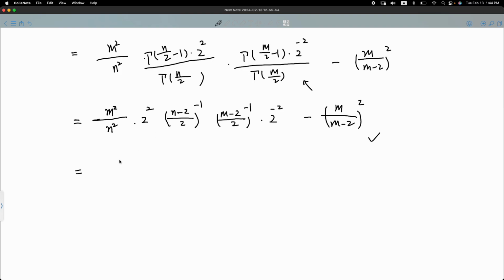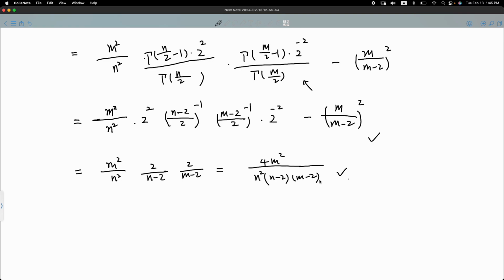Okay, yeah, thanks. And then let's see, this 2 and this 2 can be cancelled out. M squared over n squared. N minus 2 over 2 over that, and then m minus 2 over that. Okay, yes, I think that should be 4m squared over n squared multiplied by n over 2, m over 2, m minus 2. Okay, if all the algebras are correct, then this should be your answer. Any question or comments?